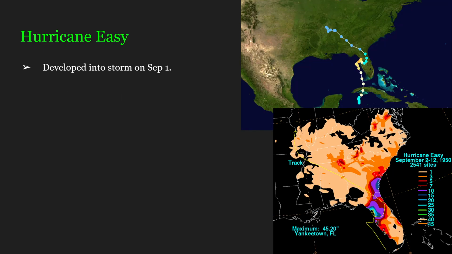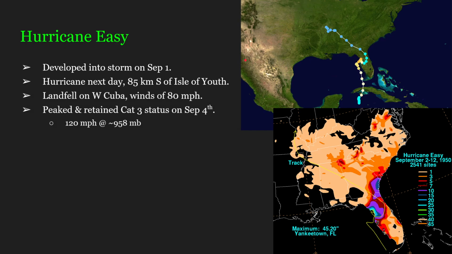Easy is our next storm here, and as you can see, had a quite interesting path. But first, Easy developed into a storm on September 1st. Easy would become a hurricane just the next day, would do so 85 kilometers south of the Isle of Youth, the Isle of Youth being this relatively small island south of Jamaica. Easy would landfall on western Cuba at winds of 80 miles per hour.